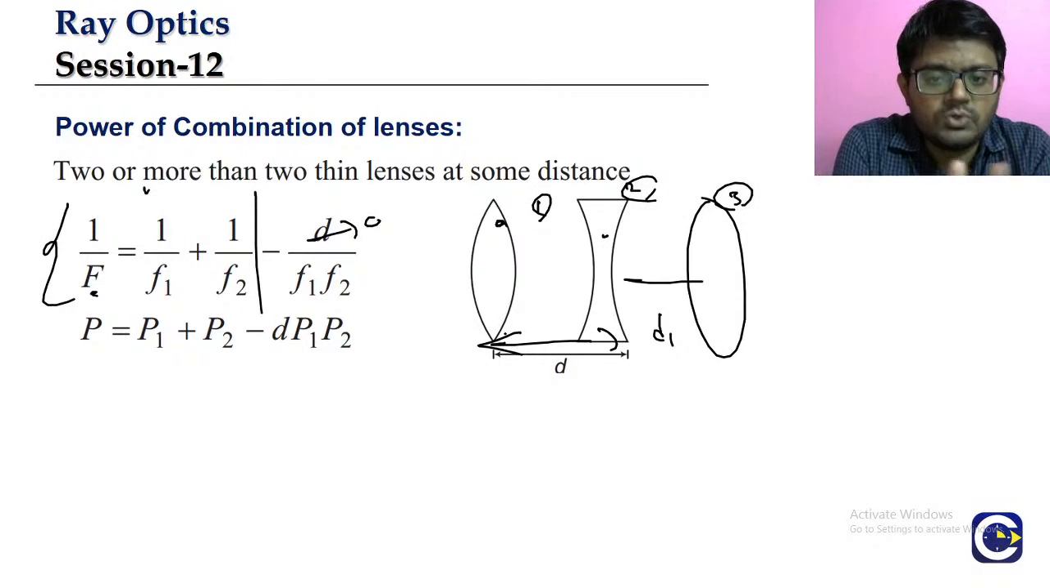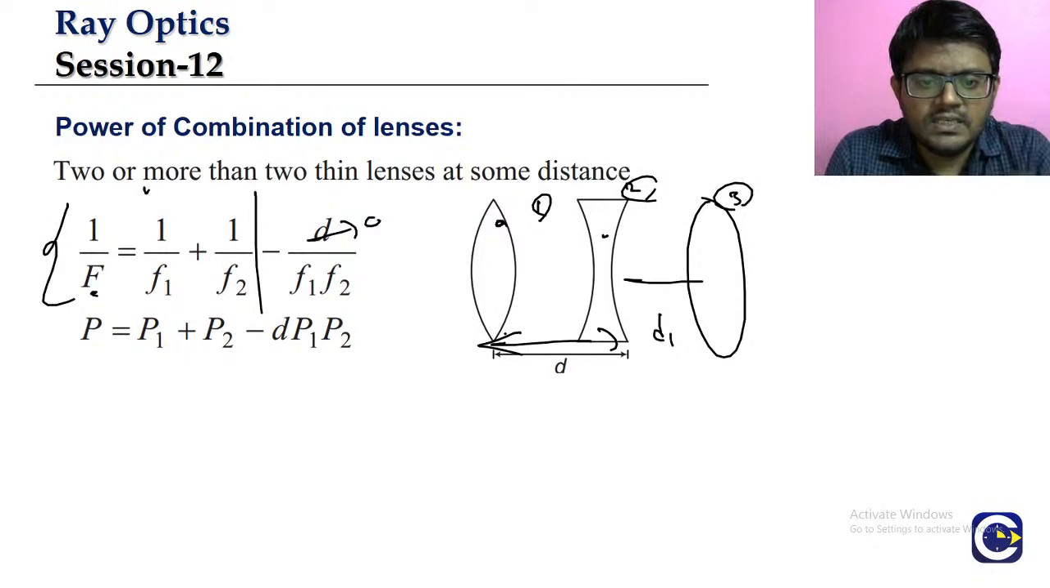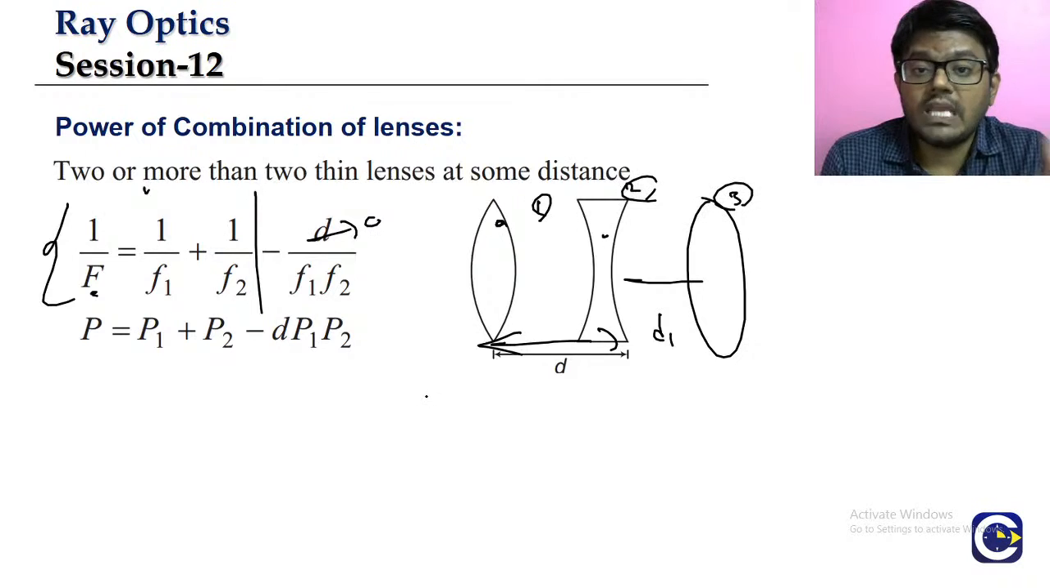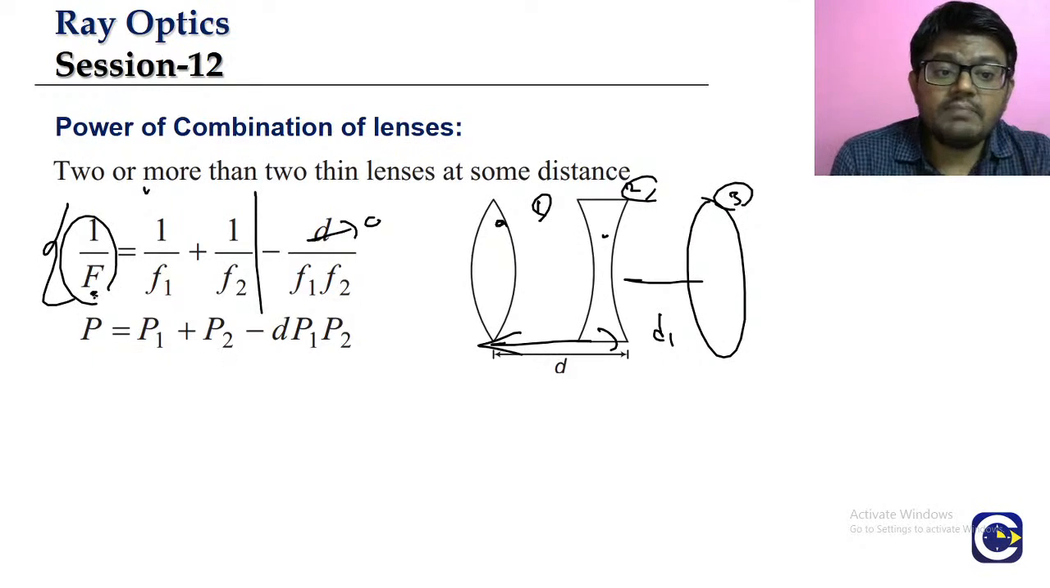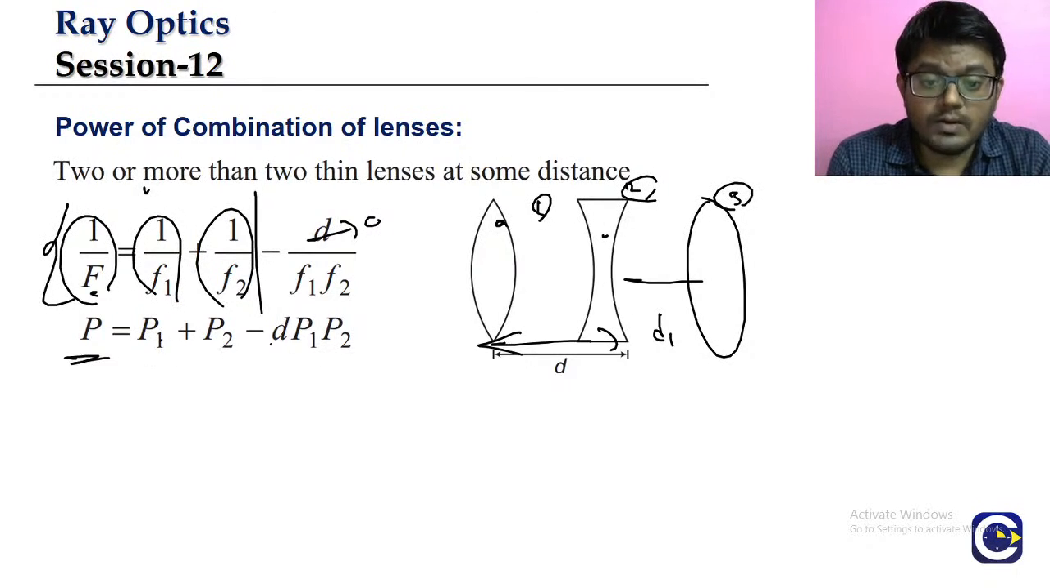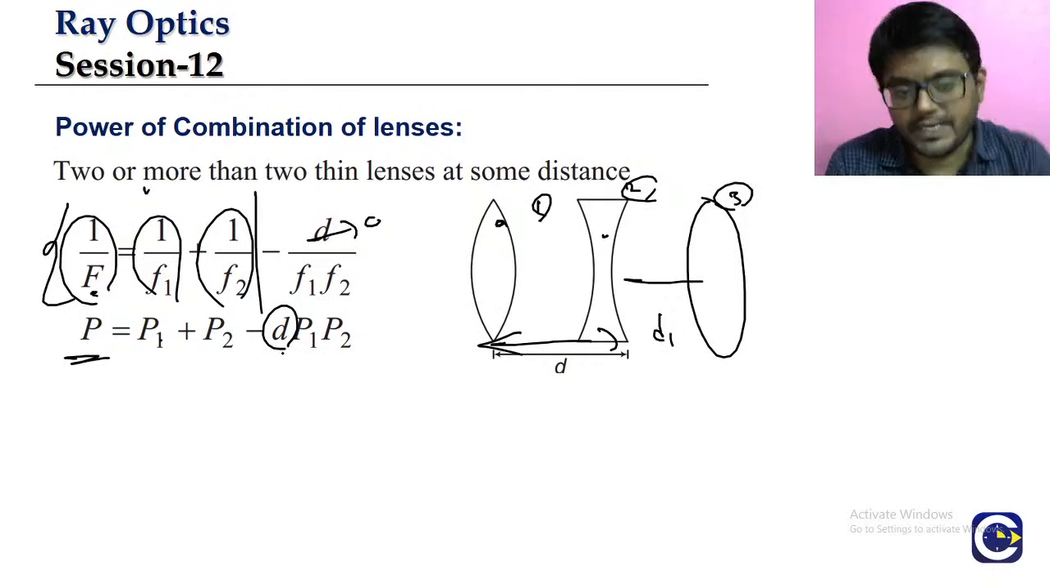But if you just have two lenses, which is normally the kind of problem that we might see, with a separation, because this combination is there in optical instruments, then what is the effective focal length? 1 by f is equal to 1 by f1 plus 1 by f2 minus d by f1 f2. Correspondingly, what will be the power relation? The power of the combination is P1 plus P2 minus d into P1 P2.